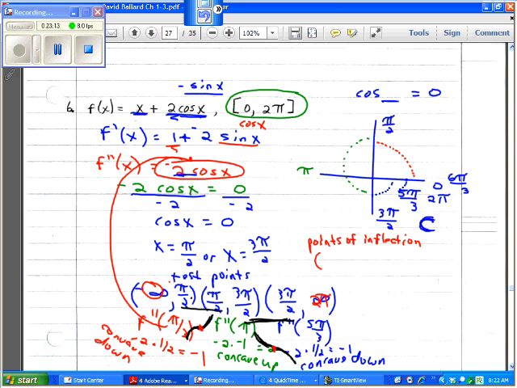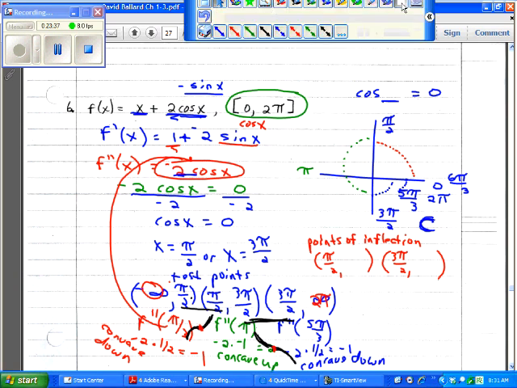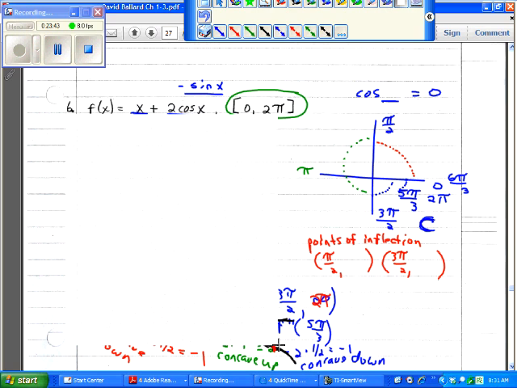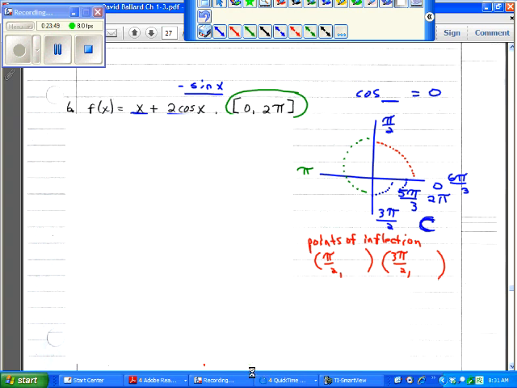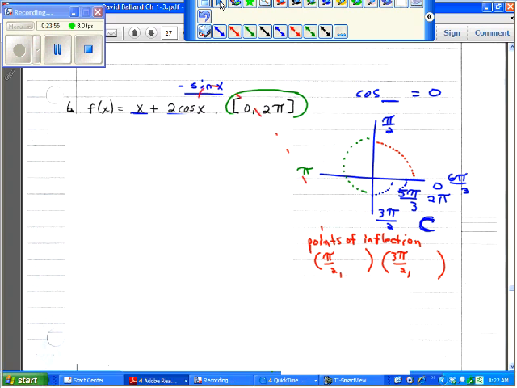The one point is pi over 2 something, and the other one is 3 pi over 2 something, and we have to find the y's that go with those x's because it wanted us to name the point of inflection, so we've got a little bit more work to do. Now, to find the y of the point, where do we plug that x? Into the original function. So we've got to take those values and plug them into our original function to get the y values that go with them. So we're plugging back in up here.